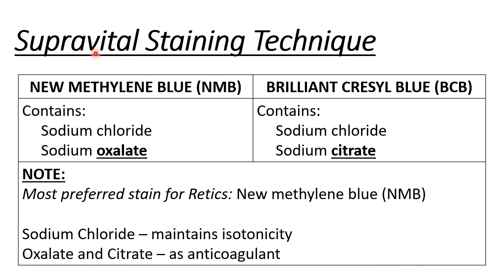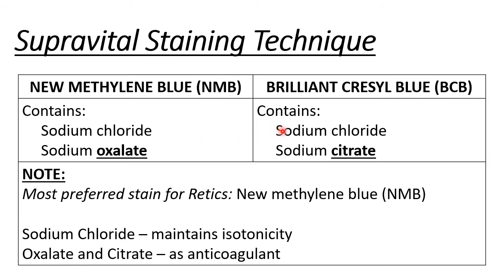Let's proceed with the supravital staining technique. As mentioned earlier, this is the only staining technique that can stain the granulofilaments of your reticulocyte. So we have two reagents that can be used for this technique. We have NMB or the new methylene blue, BCB or brilliant cresyl blue. So what are the differences and similarities of the two?